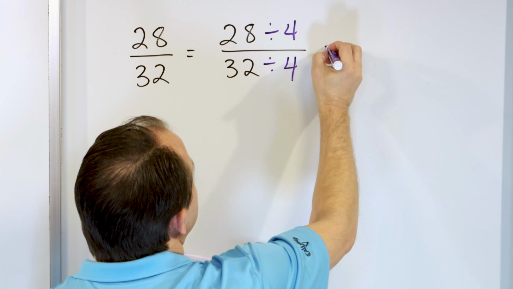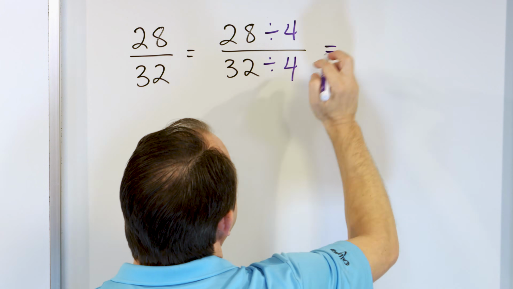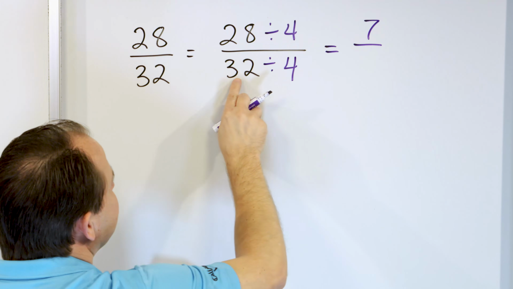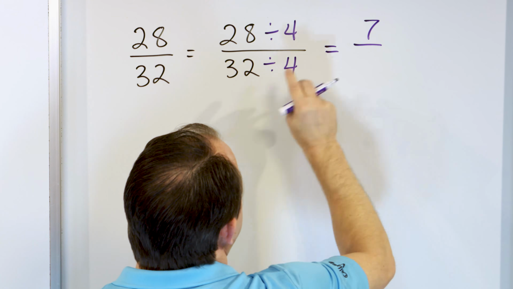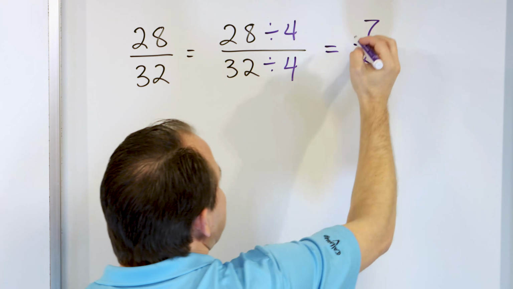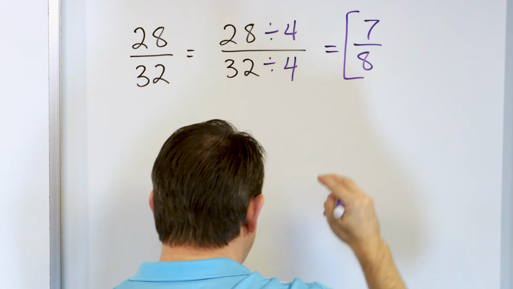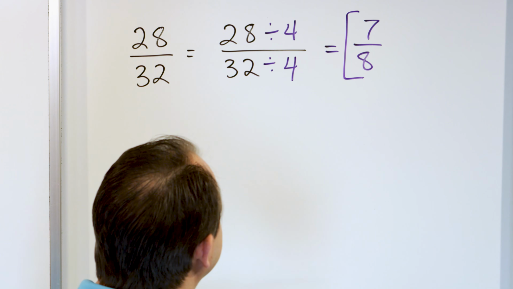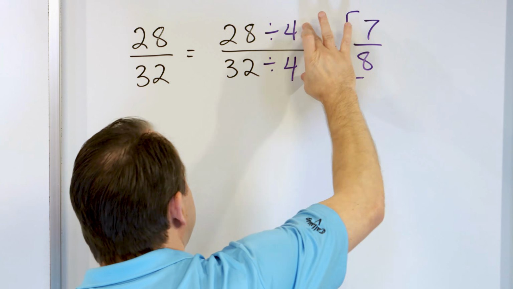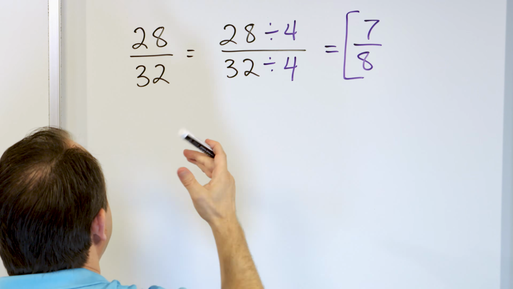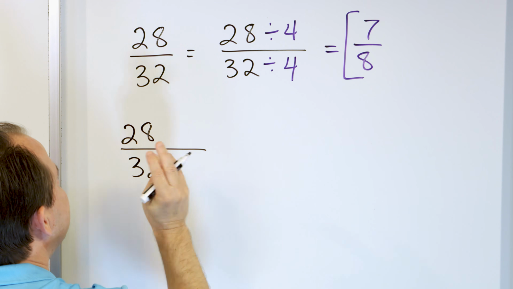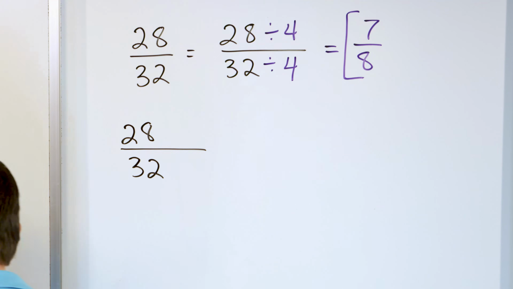So what is 28 divided by 4? I know the answer is 7 because 7 times 4 is 28. And 32 divided by 4 is 8 because 8 times 4 is 32. And I know this is simplest form because I cannot divide the top and the bottom by anything else to make it simpler. Now that's if you happen to remember that I can divide by 4. But let me solve the problem again. Let's start over again with 28/32. Let's say that you didn't realize you could divide by 4. You just didn't think of it.